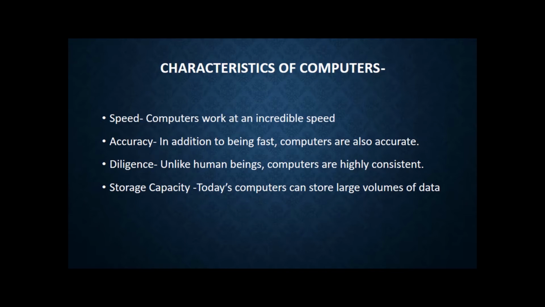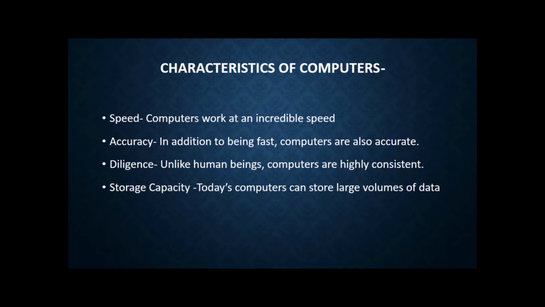Characteristics of computers. There are many, but we'll be covering 4 in this class. The first one is speed. We know that computers work at an incredible speed. A computer works with much higher speed and accuracy compared to humans while performing mathematical calculations. You know that a computer can process millions of instructions per second. That makes it a very fast medium of processing information.